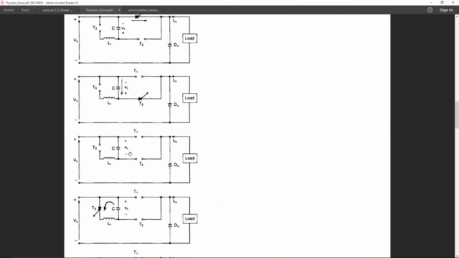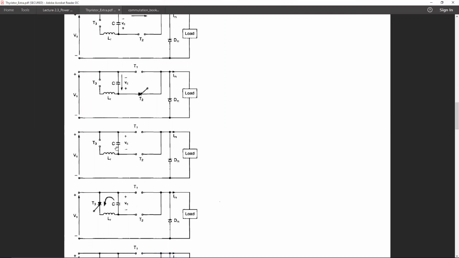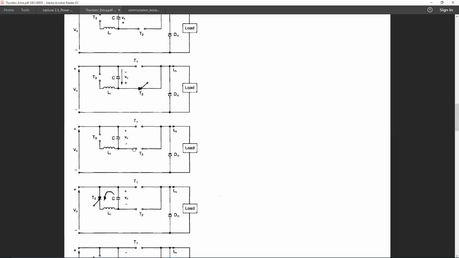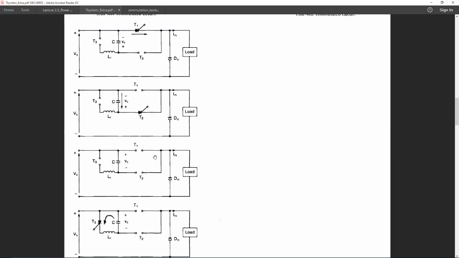So when the capacitor is fully charged, the current through the capacitor will diminish and T2 will be turned off naturally, because as we have discussed, in order to turn off a thyristor, we need to cease the current below the holding current. So in this stage, all of the thyristors are turned off, but the capacitor voltage is reversed.